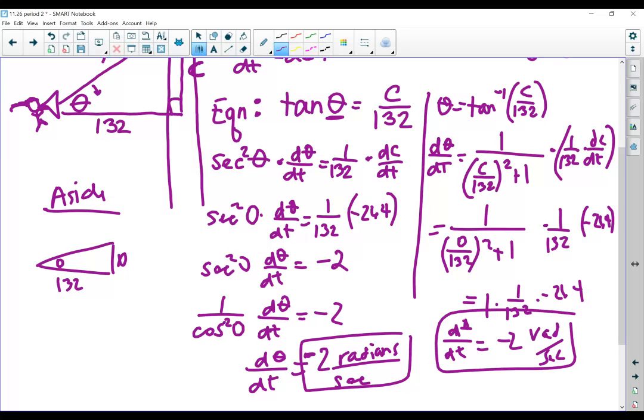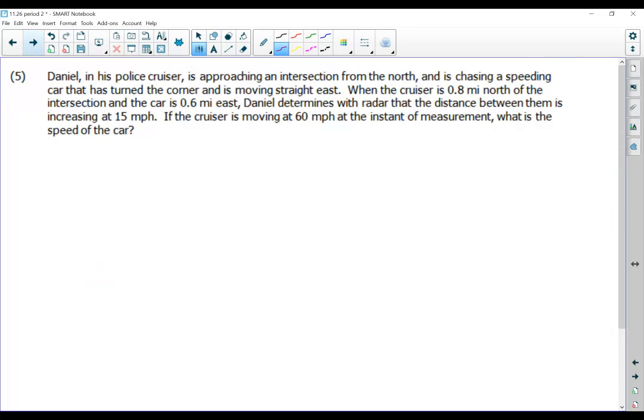So two different types of right triangle problems. We have a right triangle problem with the sides and a right triangle problem with the angles. Now, a lot of times, guys, I will tell you that generally the relationship is going to be geometry, and a lot of times it's going to be a right triangle.